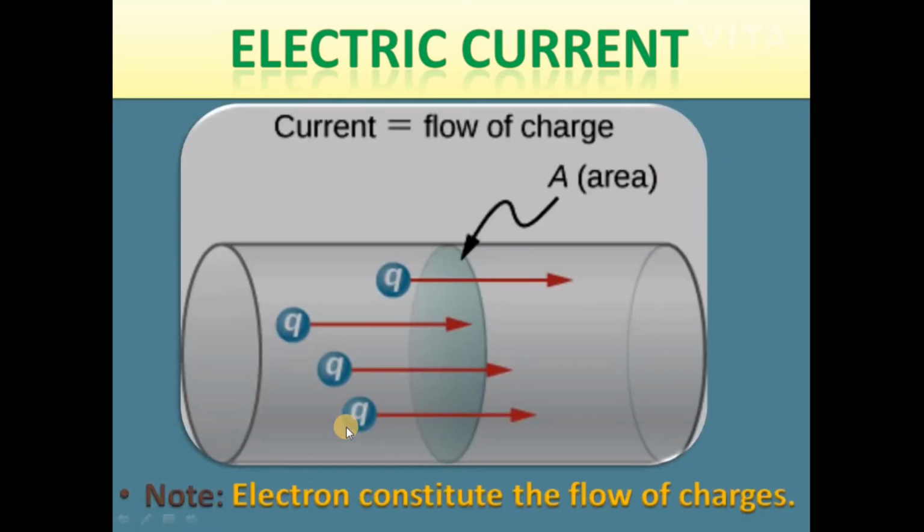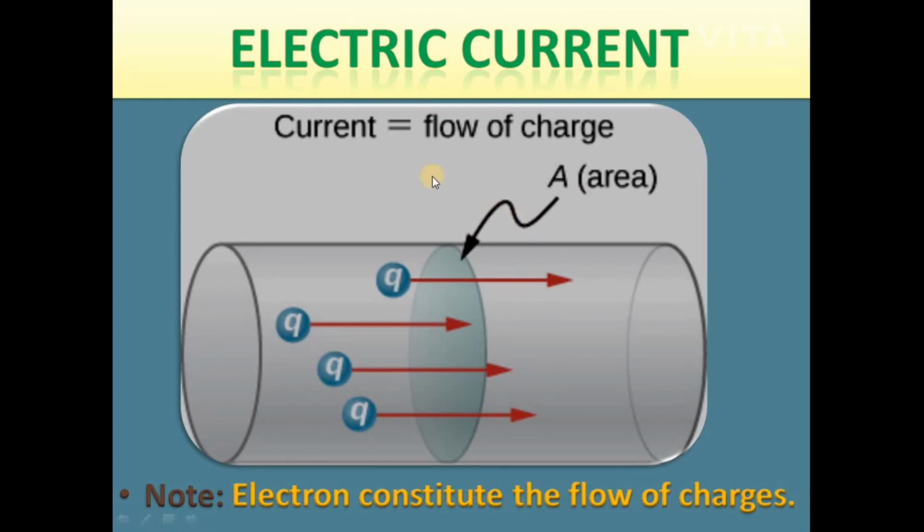Look here, we have taken a cylindrical conductor. Conductor means what? A conductor is one which passes electricity through it. Here we have taken a cylindrical conductor which is sliced. When we slice a cylinder, we will get a circle. This is a small part of the cylinder. We consider the area of that circle.